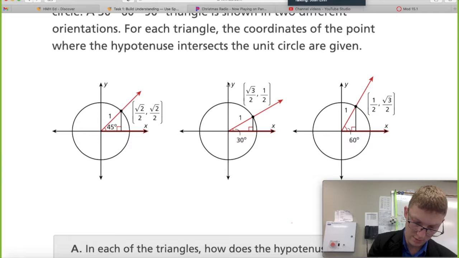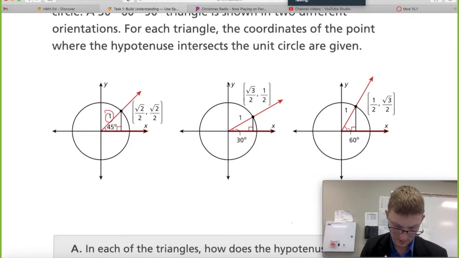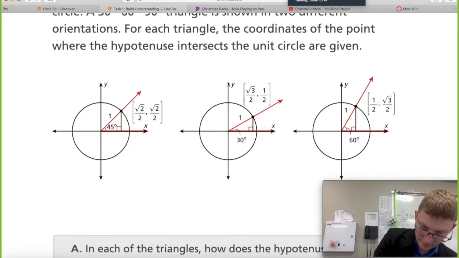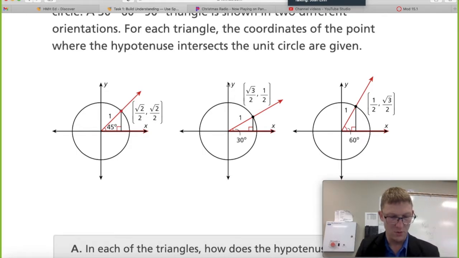So I was kind of right with that one. I think I just confused myself, but that's okay. So if we know our radius is 1, then we can find this point right there, which is going to be square root of 2 over 2, square root of 2 over 2.